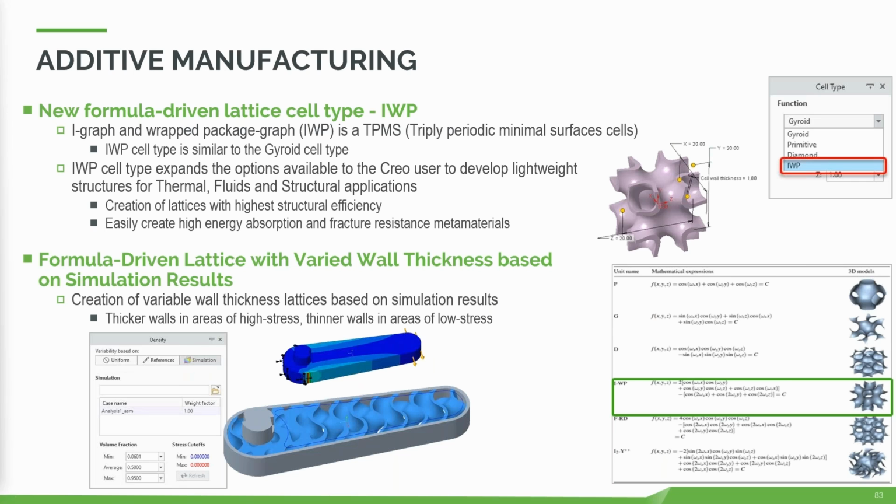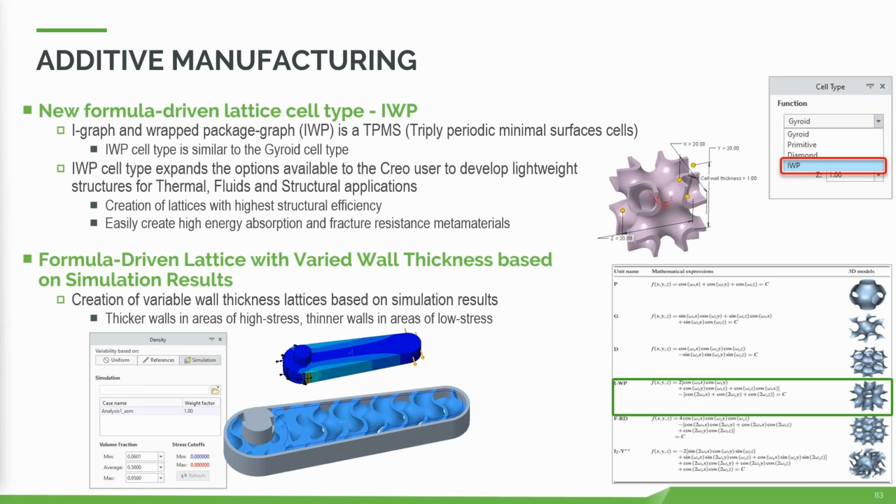The other one was the formula-driven lattices. Okay, so formula-driven lattices were introduced a couple of releases ago inside Creo. So there was the gyroid, primitive, and diamond cell types in there. So essentially these are self-supporting structures, so they don't need any support material. They're defined by very simple equations, as you can see down here at the bottom of the screen. So plenty of study going into them.